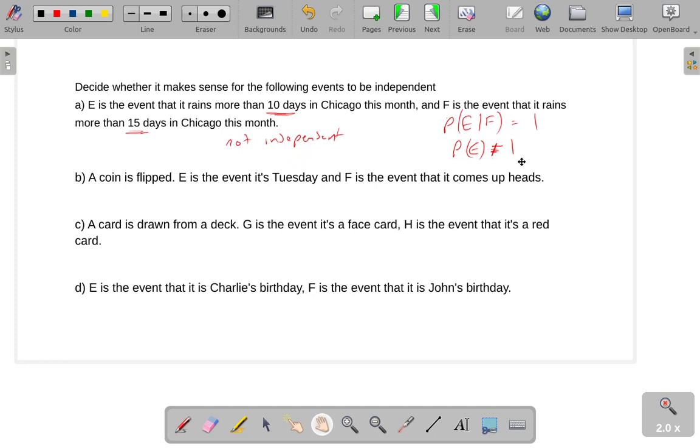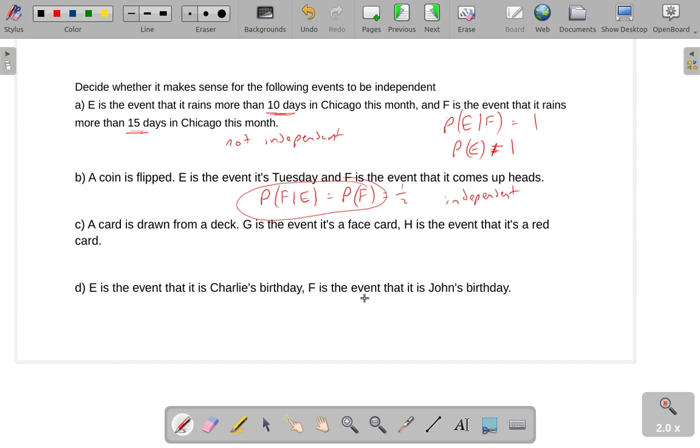A coin is flipped. E is the event that it's Tuesday, and F is the event that it comes up heads. Are these events independent? Well, I don't care if it's Tuesday or not. The probability of F, the probability it comes up heads, given that it's Tuesday, is the same as the probability of F. The day of the week has no impact on what this coin flip comes up as. So since this is true, these are independent.